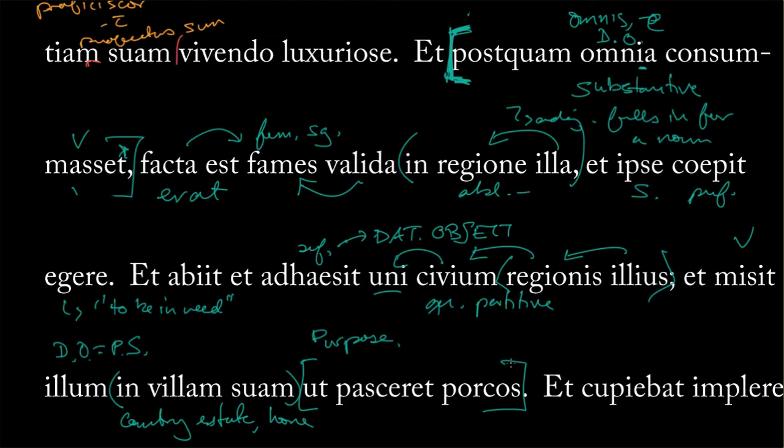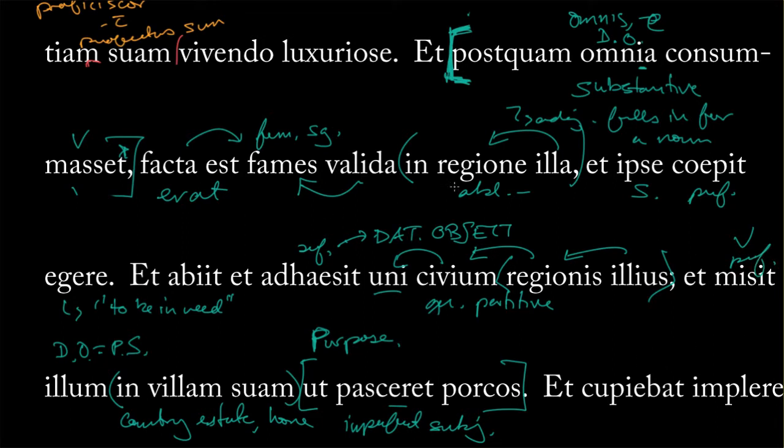We might get a different way of expressing purpose from a classical Latin author, but because we're looking at Jerome in the Vulgate here, we get this nice ut clause. So ut plus what kind of subjunctive is this? Well, it looks just like the infinitive pascere with a T, so this is an imperfect subjunctive. And that's going to work well with this perfect verb here.